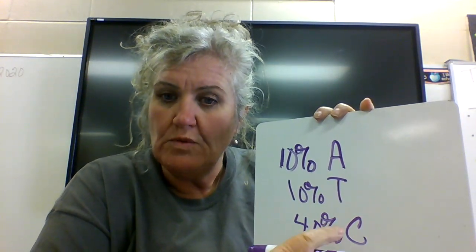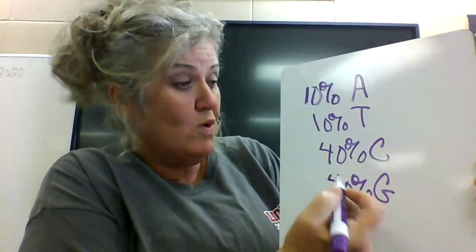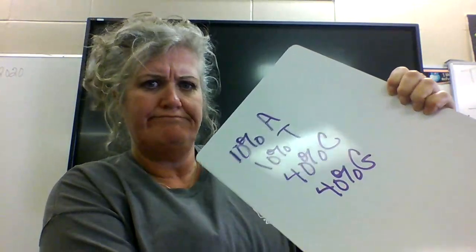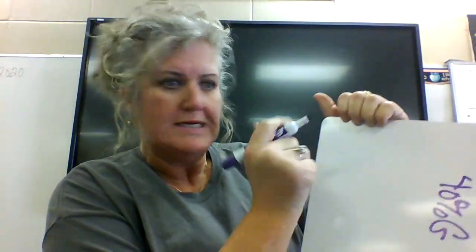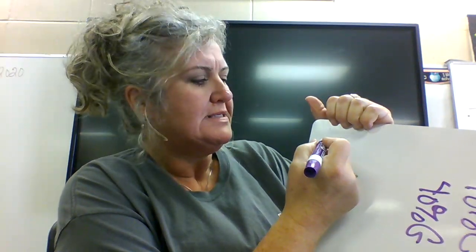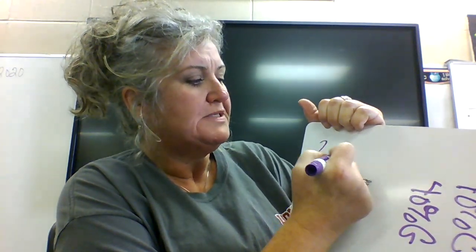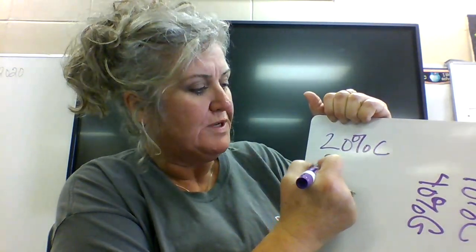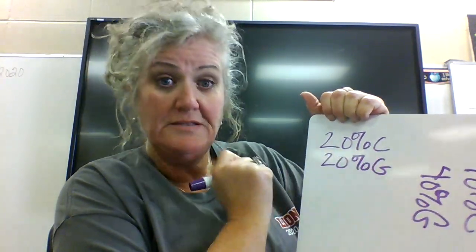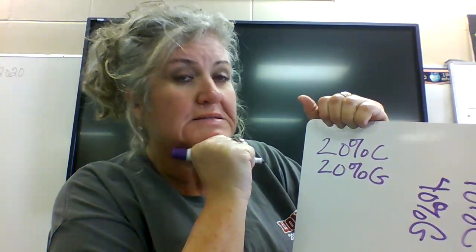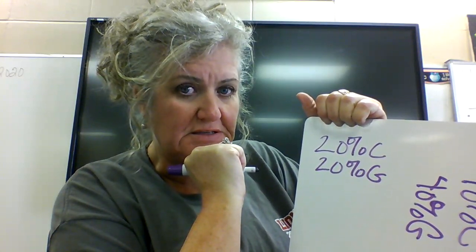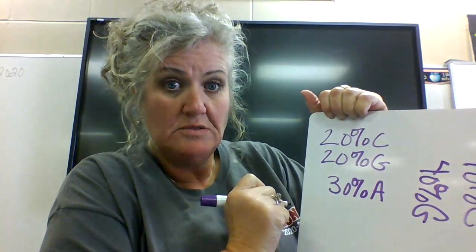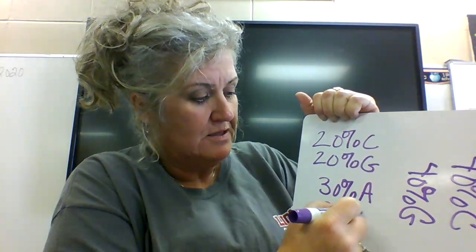So if I just gave you one of these percentages, you should be able to tell me the others, right? So let's practice it. Let's try it one more time. Let's say you have 20% cytosine. That means you'll have 20% guanine. So that leaves me 60. Half of 60 is 30. So 30% will be adenine, and then 30% will be thymine.